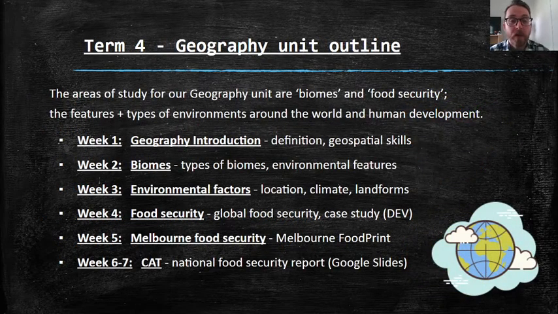So, the areas of study for our geography unit, 2 major areas of study are biomes, which is a fancy word for environment, and food security. The features and the types of environments around the world, and human development. So those are the topics we're looking at in term 4 geography. And you can see there, only 7 weeks. I think civics was 10 weeks, history was like 14 weeks, economics was like 9 weeks. Anyway, so it's a short unit, is what I'm saying.